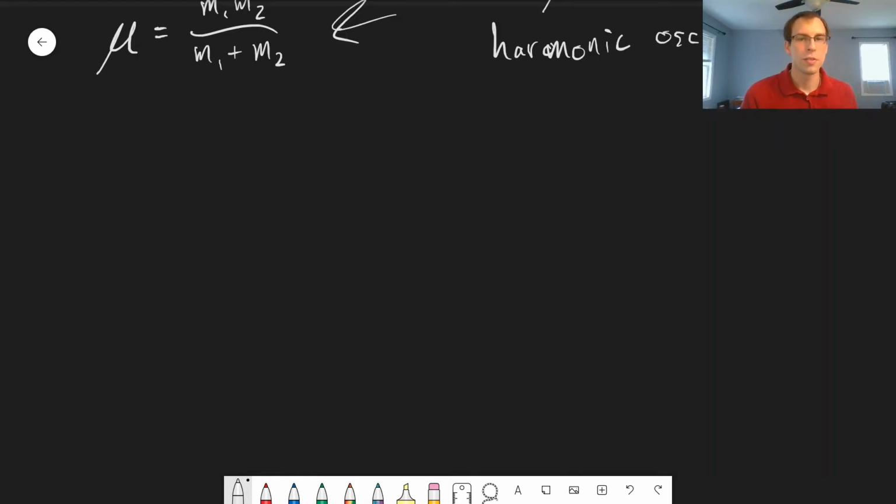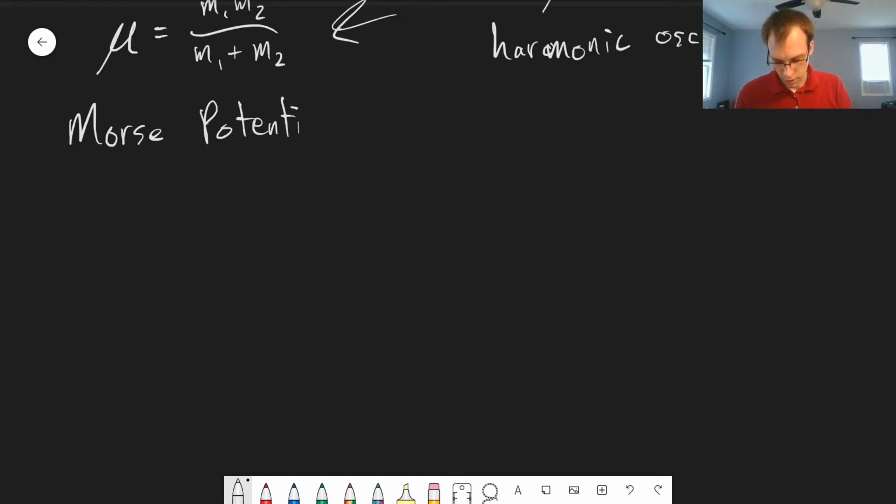Before we move on to solving the Schrodinger equation, or I should say looking at the solutions, we won't necessarily solve it ourselves. How well does this model work for an actual molecule? Well, an actual molecule we model using something called the Morse potential.